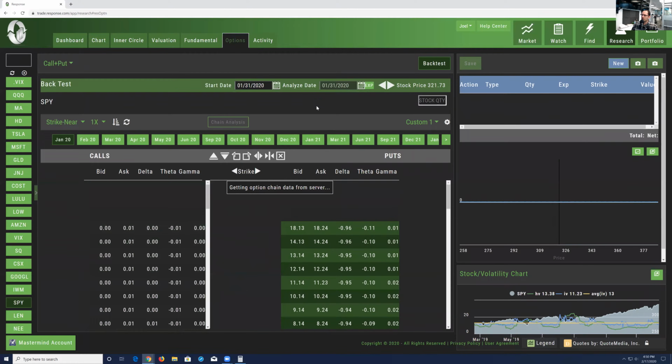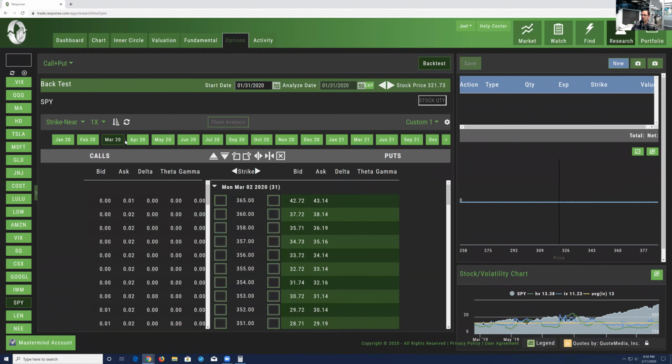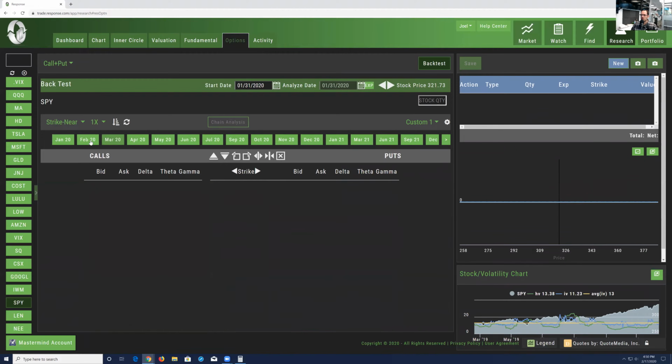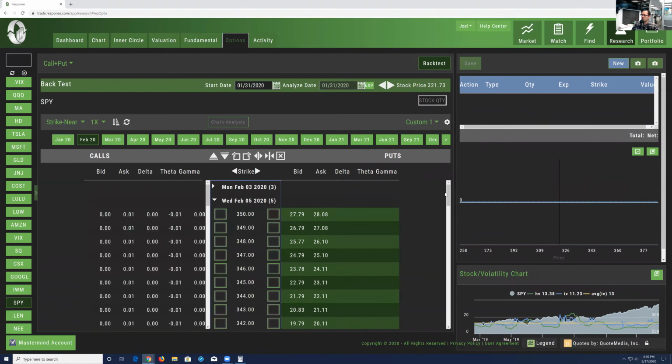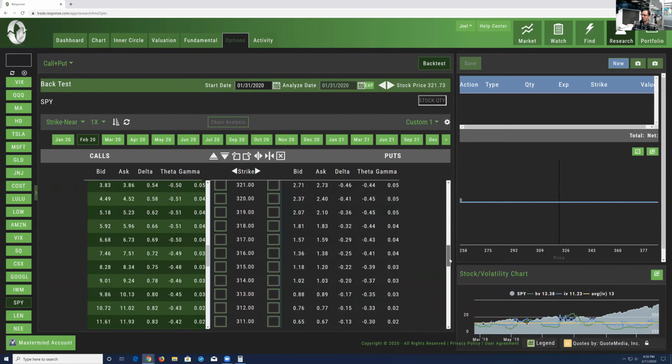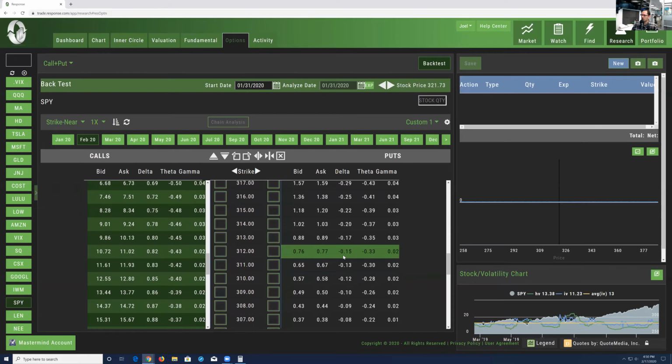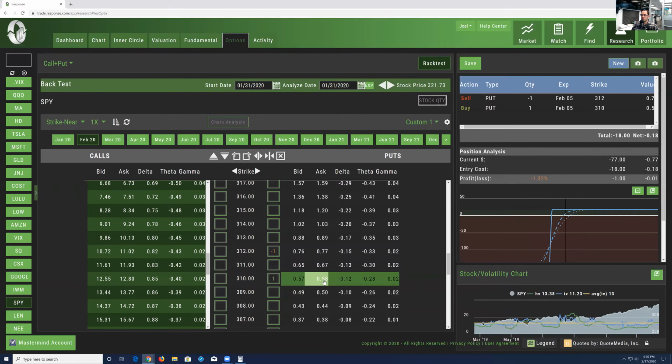Going to January 31st. Again, I'm just going to stick with a 5-day trade. We want to keep things the same. Compare apples to apples, right? So I'm going to a Wednesday expiration, going somewhere around 15 delta. There we go. I got a 15 delta at 312. I'm going to keep it a $2 vertical spread, same as we did on the other one.